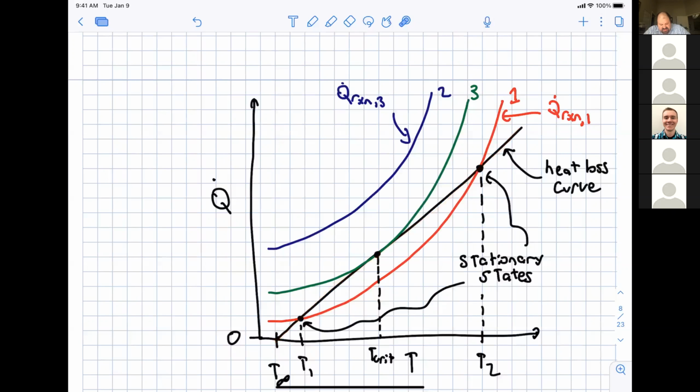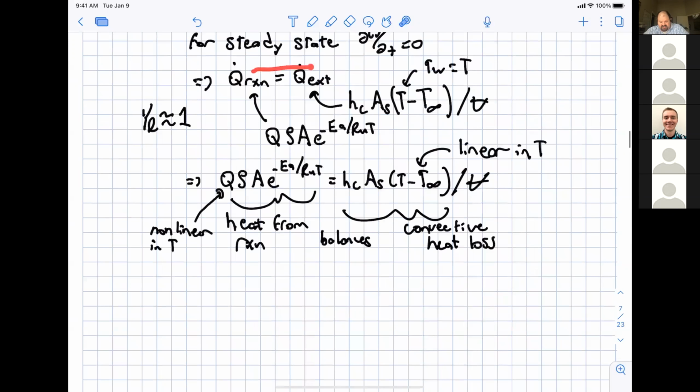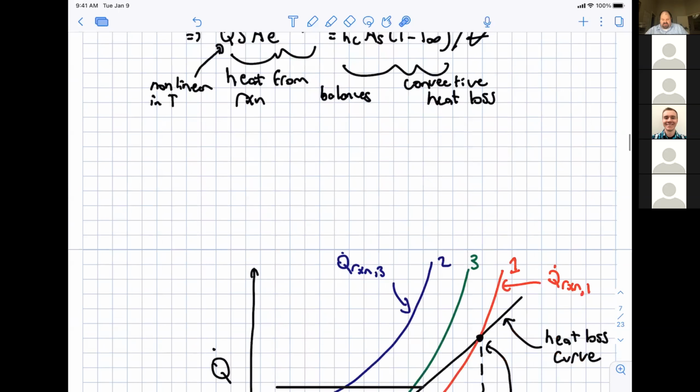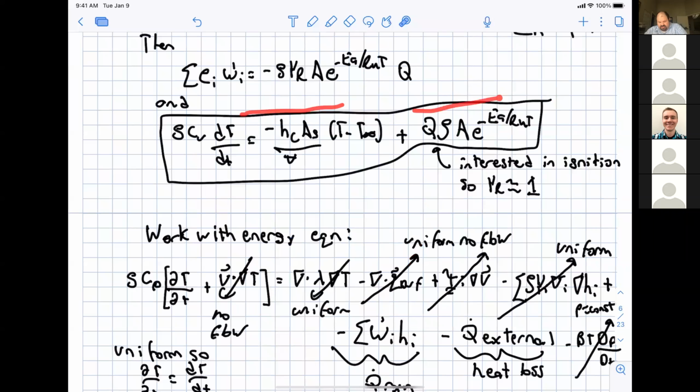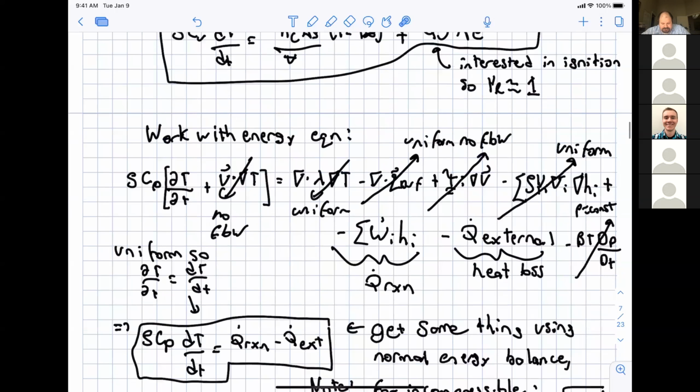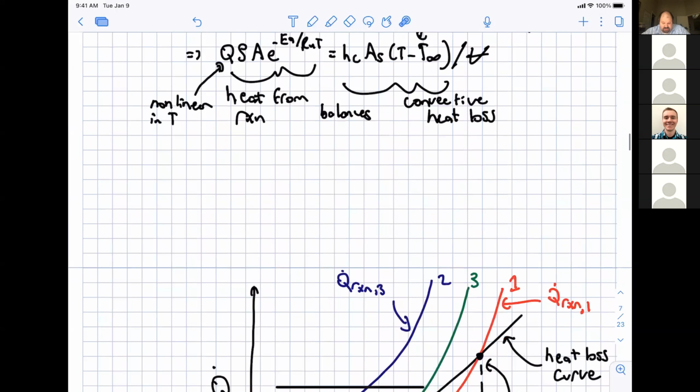And so in this case here, since Q dot of the reaction never crosses the heat loss curve, there is no steady state solution to this case because we cannot possibly balance this. And so that means, if we look here, that if these 2 terms don't perfectly balance, the temperature is going to increase without bounds. And basically that is what a thermal explosion is.